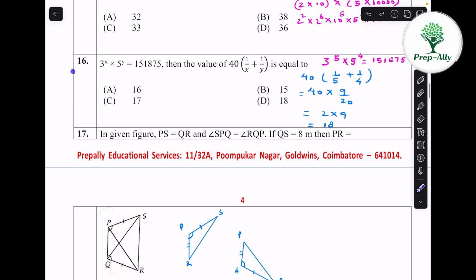Yeah, see how to solve this question. Okay, now this I can write like this: 3 to the power 5 into 5 to the power 4. So here x equal to what? 5, and y equal to what? 4, right here. So in place of x I will write 5, in place of y I will write 4. So now see, it is what? 9 upon 20, and 40 into 9 upon 20. So 20 into 2, 40, right? So 2 into 9, 18. So 18 is the answer.